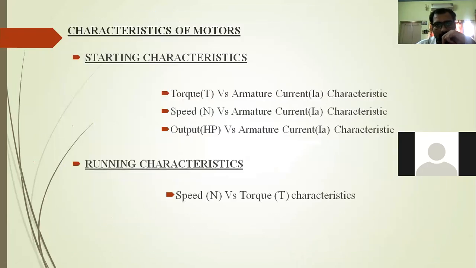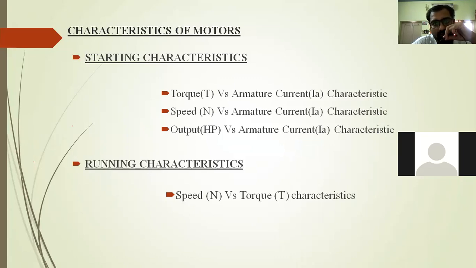Now we are going to step into the next topic, that is the characteristics of the motor. Before going to the characteristics, first of all we have to know what our purpose is, and which type of motor we have to select for our purpose. It may be for domestic or for industrial purposes. For choosing a motor, we are going to study the characteristics, that is nothing but starting characteristics and running characteristics.